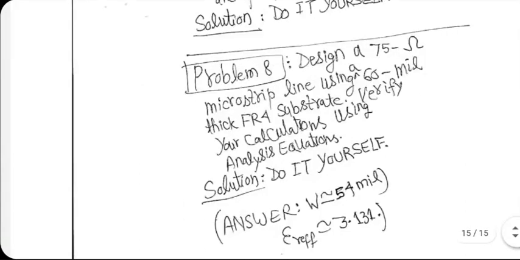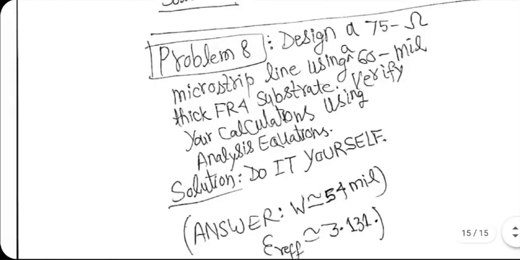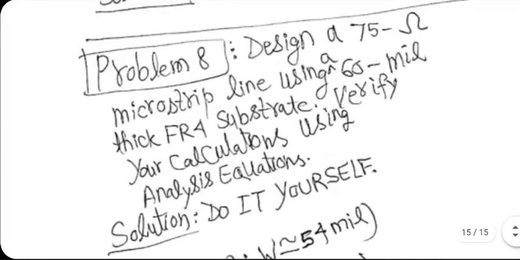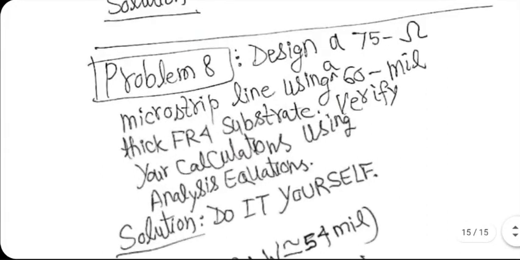One more interesting problem, which I want you to tackle, and I'm giving you the answer. How to design a 75 ohm microstrip line using a 60 mil thick FR4 substrate. You use the equations that I have given you in the beginning of the document. Since you don't know which formula to use for W by H, you start with one of them blindly and then look at the result.